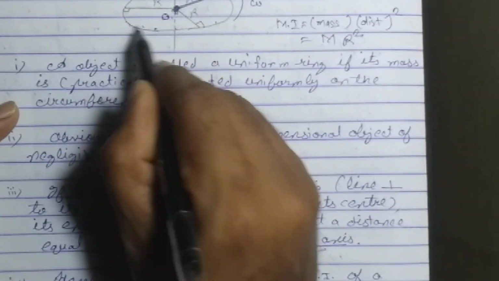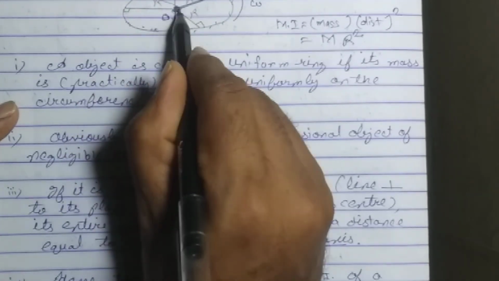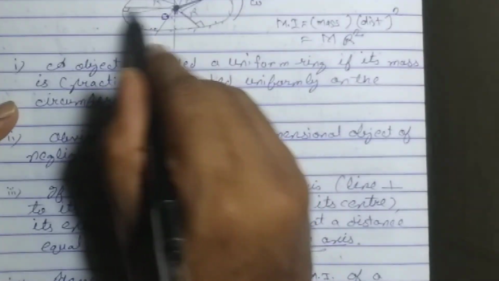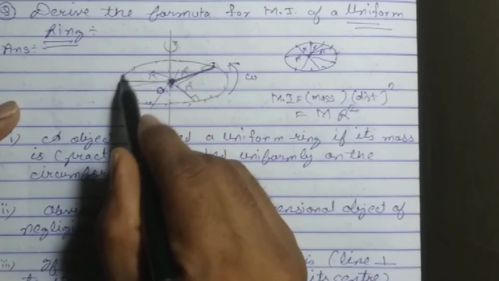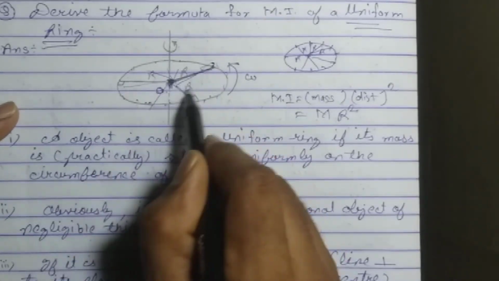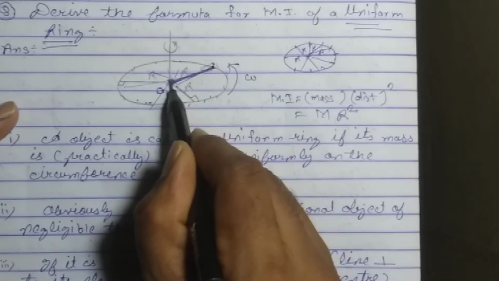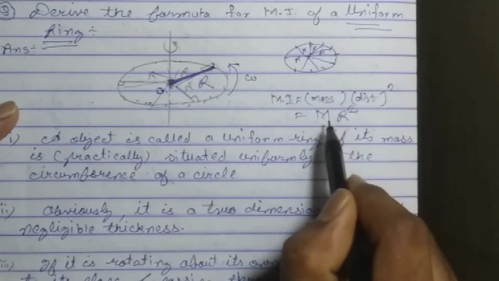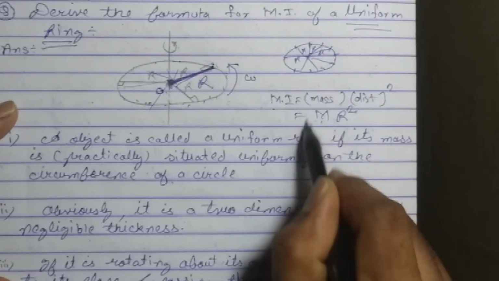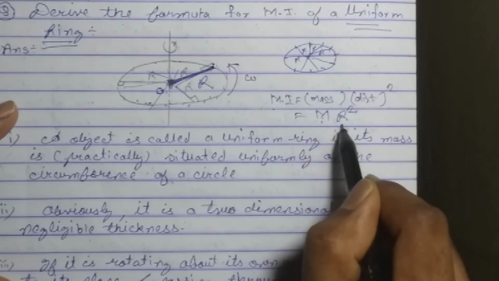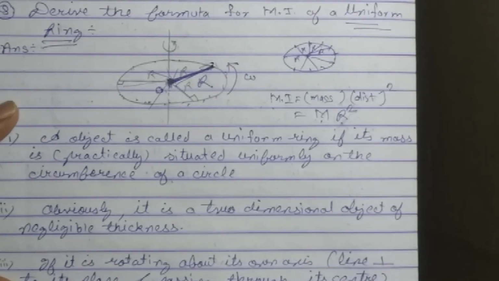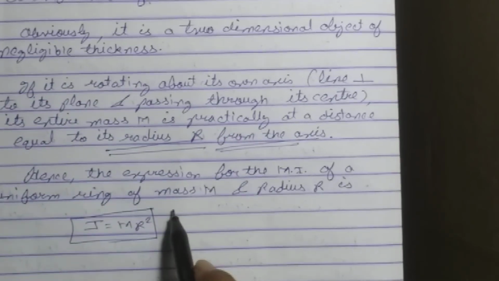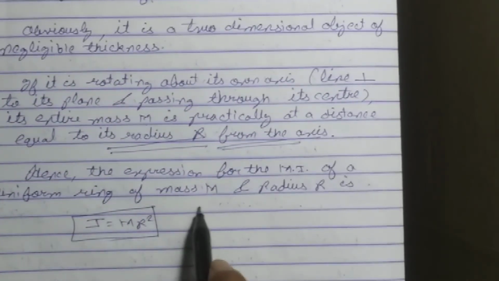Because it is a ring, no? We observe that this ring consists of n number of particles whose masses are at a distance of R. So here O is the axis of rotation, not the center of mass. The entire mass is distributed along the ring, and that is why the distance of those masses from the axis of rotation is R. That is why the moment of inertia is the total mass of the ring into the square of the average distance. Hence, the expression for the moment of inertia of the uniform ring of mass M and radius R.